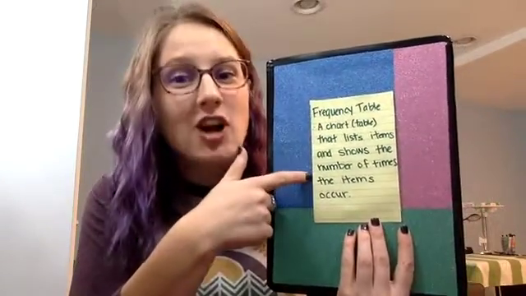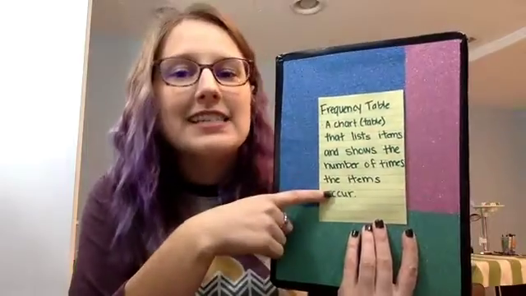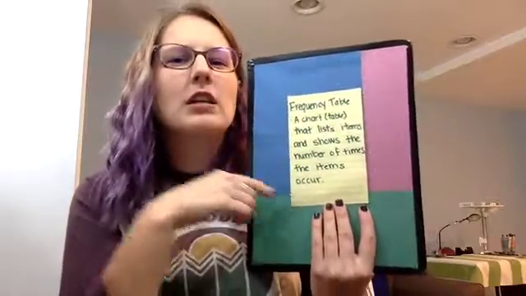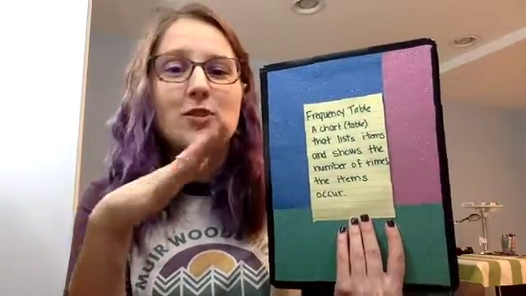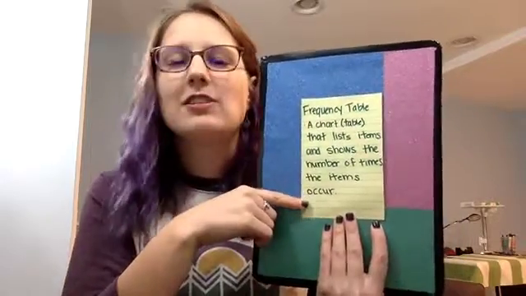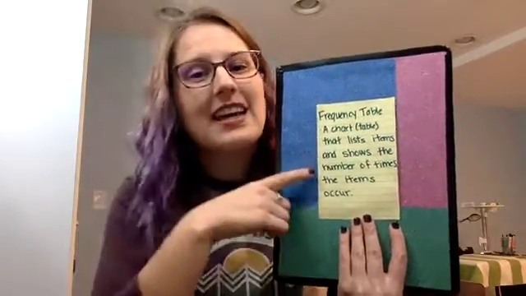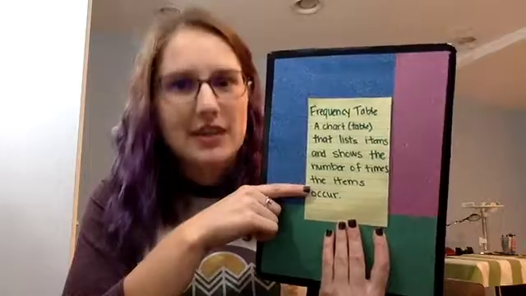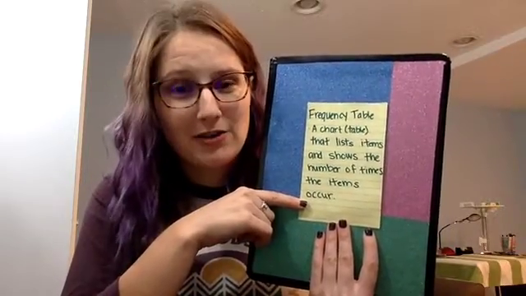Some of you might be thinking, okay, we've been talking about frequency tables and now we're making a frequency table, but I need a reminder. What is a frequency table? I got you, my friends. A frequency table is a chart or table, they're synonyms, that lists items and shows the number of times the items occur. So let's say you have apples, oranges, and pears. This table is going to show that you have all three things, and it's going to tell you how many times, or the frequency, of each fruit: apples, oranges, and pears.